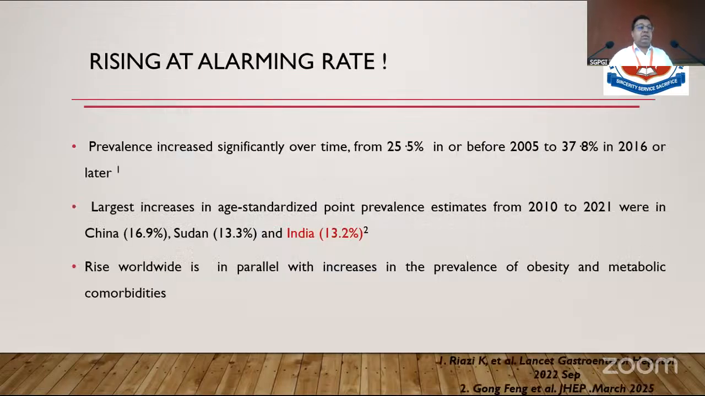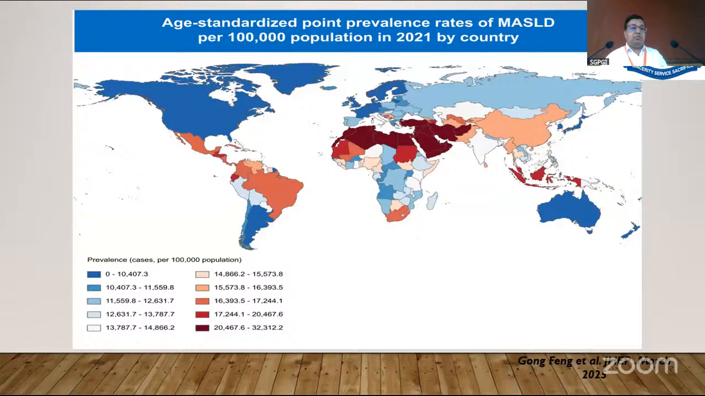So prevalence increased significantly over time from 25% to 37.8% in 2016 or later. The largest increases in age standardized point prevalence from 2002 to 2021 were in China, Sudan, and India. The rise worldwide is in parallel with the increase in the prevalence of obesity and metabolic comorbidity. This is a diagram showing age standardized point prevalence rate of MASLD, in which MASLD is most common in Kuwait and other countries.